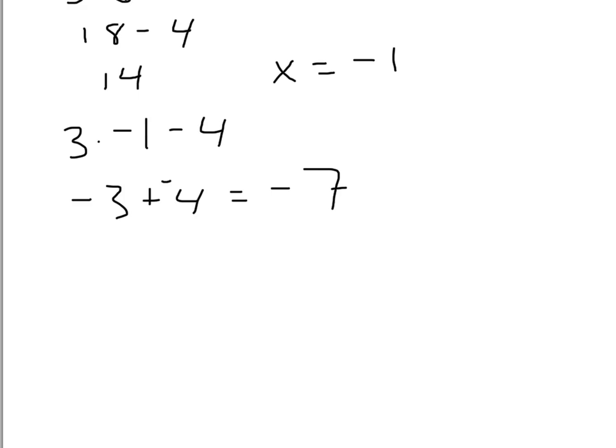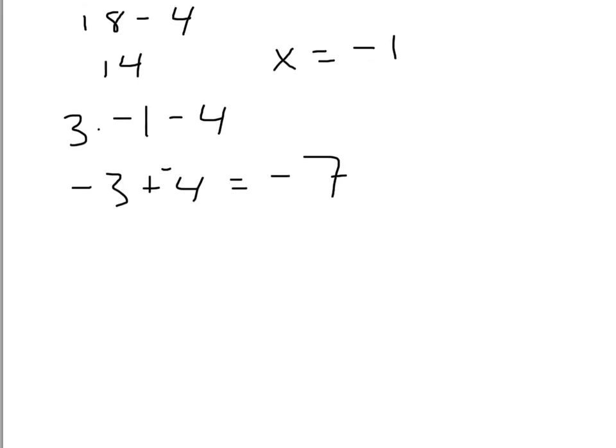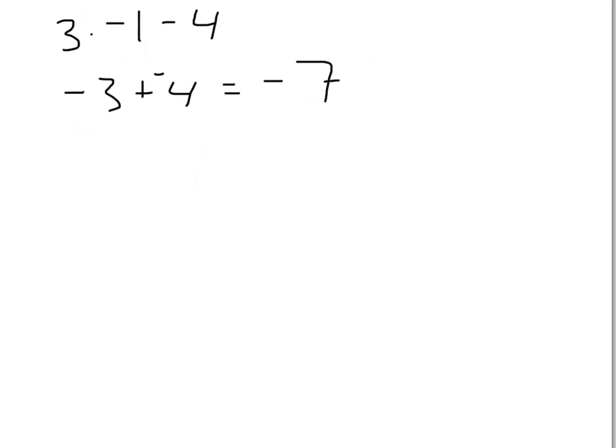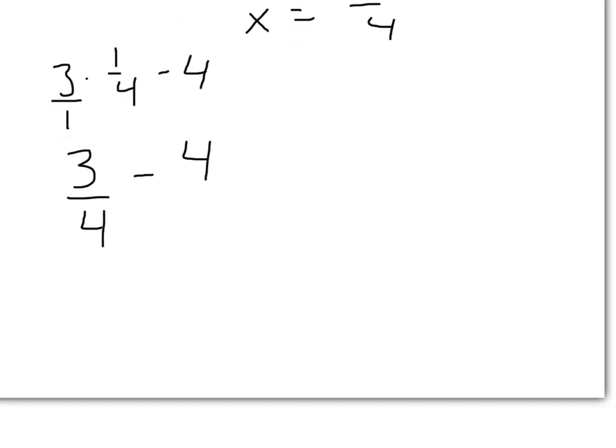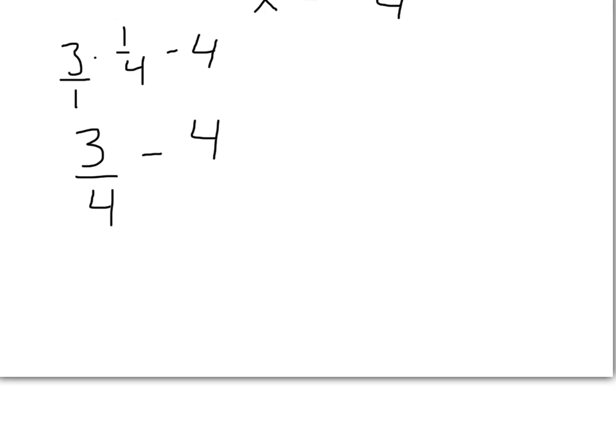We're also going to need to be able to work with fractions. So let's try making x into a fraction. Let's say x equals 1/4. So that's going to give us 3 times 1/4 minus 4. 3 you can turn into 3 over 1. Then multiply across the numerators. 3 times 1 is 3. 1 times 4 is 4. And I'll subtract 4. In order to subtract, you're going to need a common denominator.